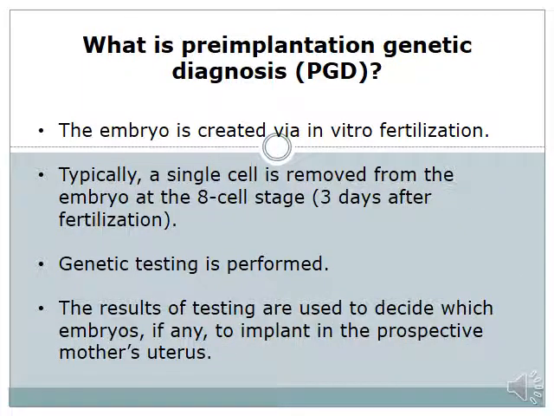Pre-implantation genetic diagnosis, PGD, can be used during IVF when parents have a high likelihood of having a child that has a serious or deadly genetic condition. Such genetic conditions might include Tay-Sachs or adult onset disease such as Huntington's disease. Typically what happens is that a single cell is removed from the embryo at the 8-cell stage, which would be 3 days after fertilization. The genetic testing is performed. The results of the testing are used to decide which embryos, if any, to implant in the prospective mother's uterus.